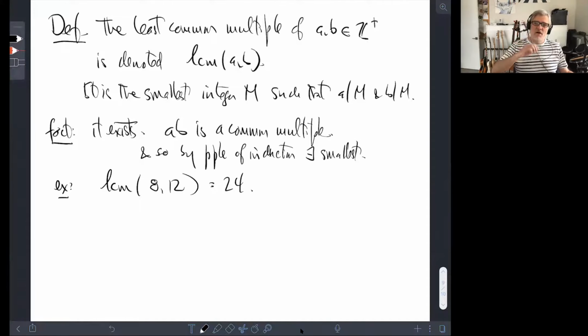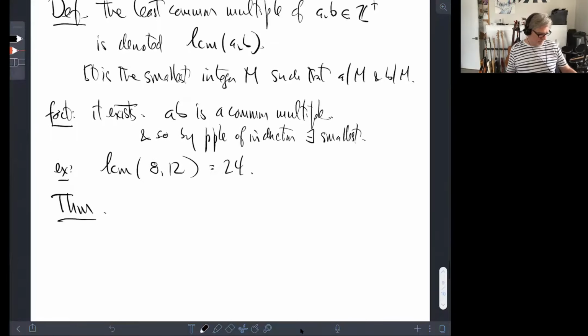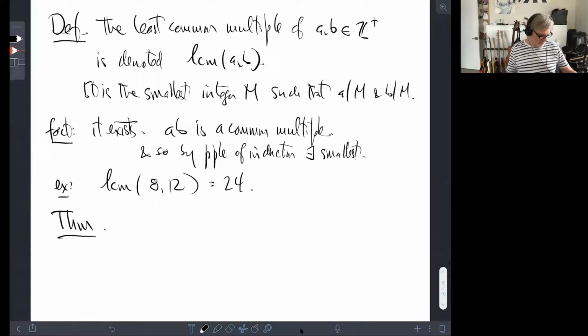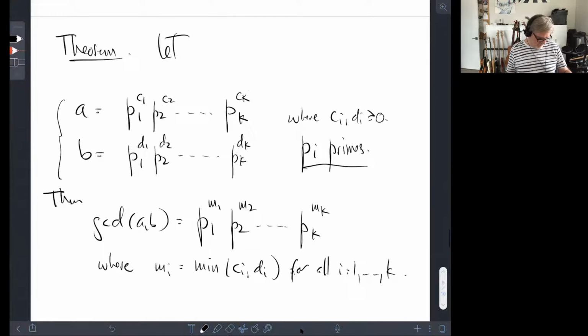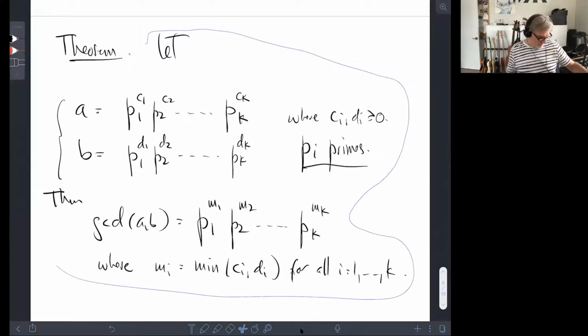Now, how can we find it? I've done all the hard work. Okay, so theorem. I'm going to cheat here. I'm just going to copy this. It's not cheating.